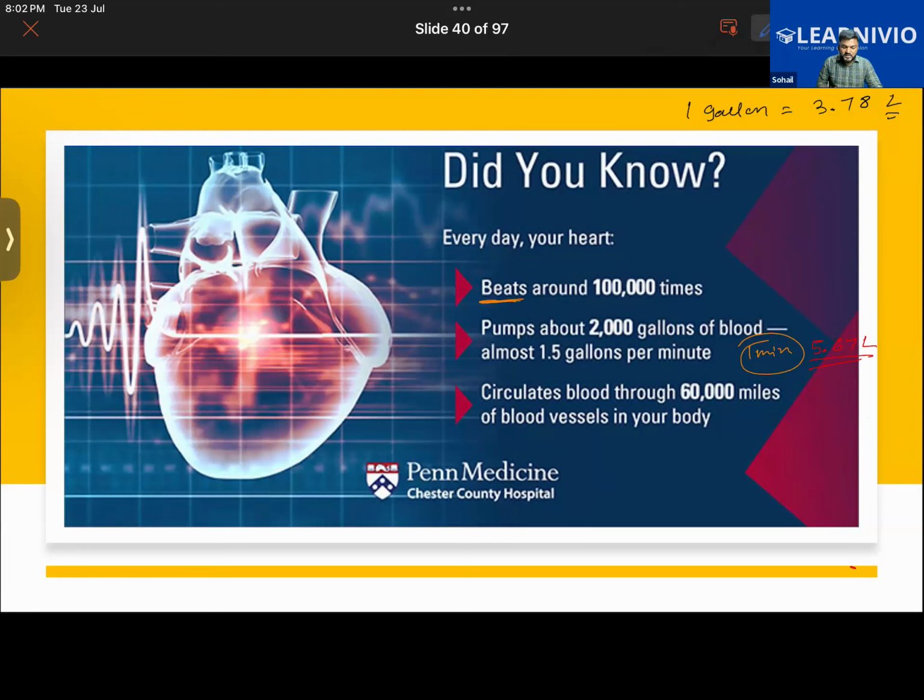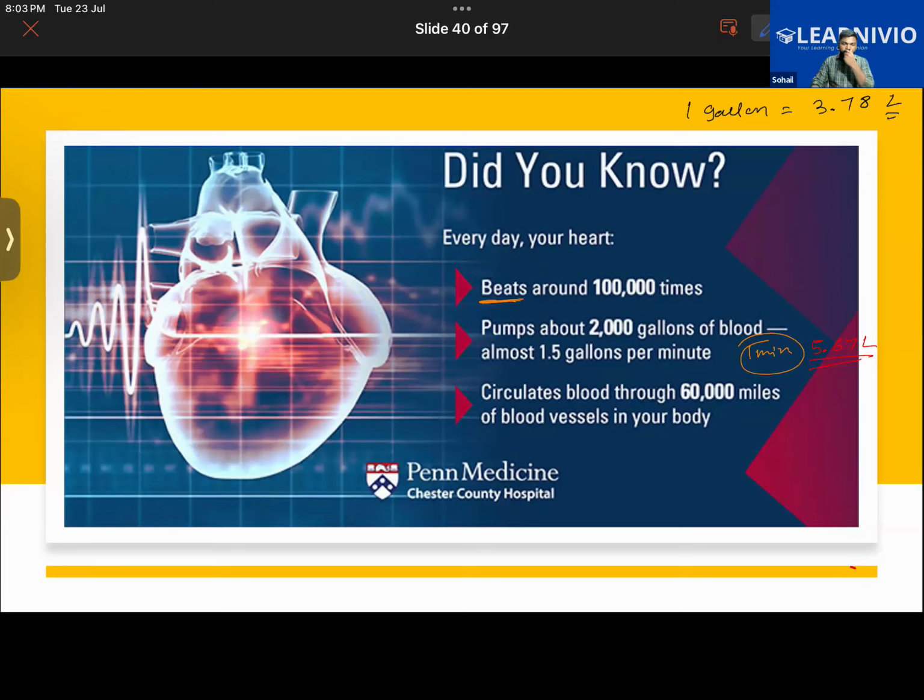Furthermore, the circulating blood goes through 60,000 miles of blood vessels in your body. So in just 1 day, the blood would have traveled about 60,000 miles of blood vessels in your body. Getting it? By the way, have you ever imagined the total length of the blood vessels of a human? What could the total be?